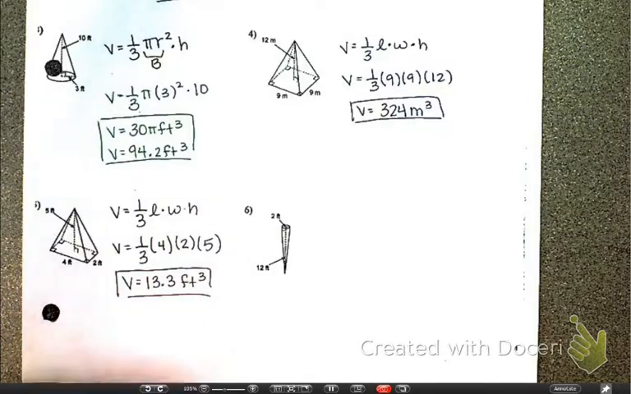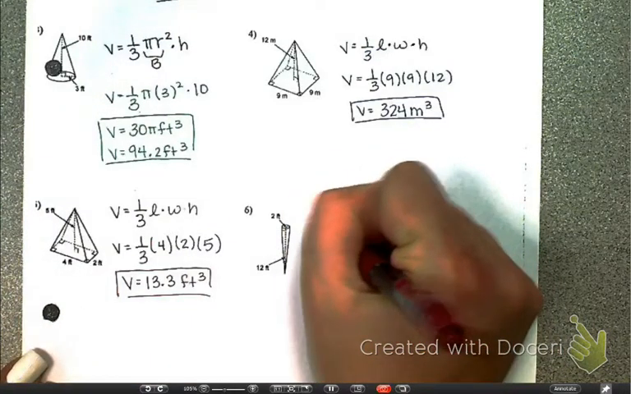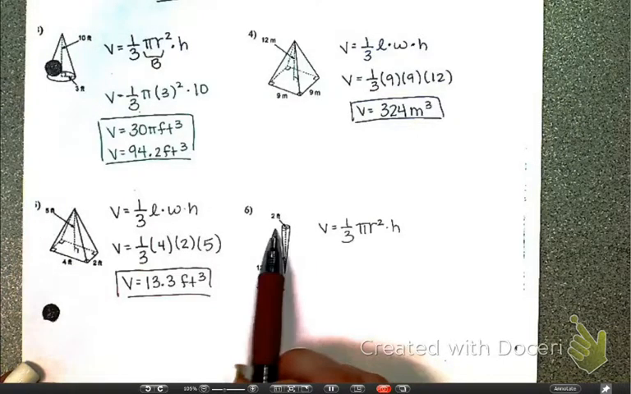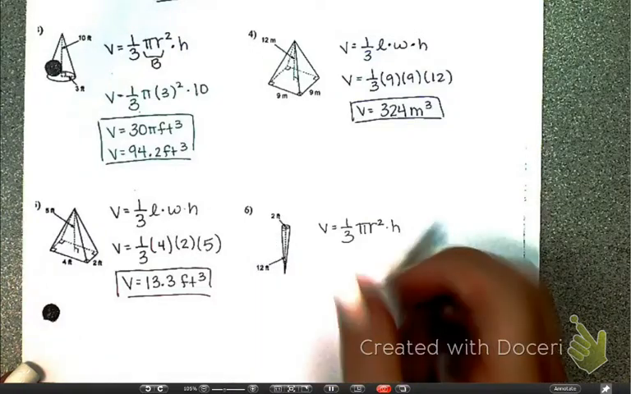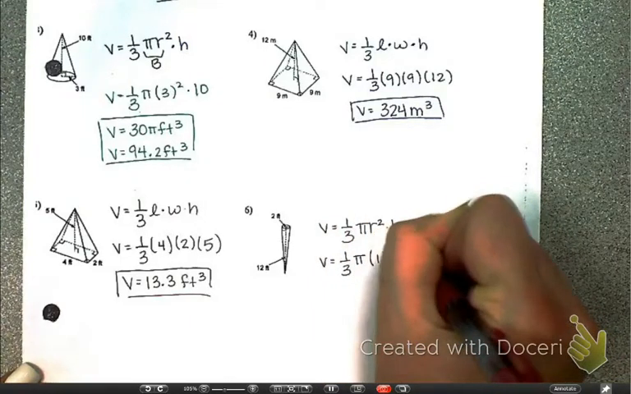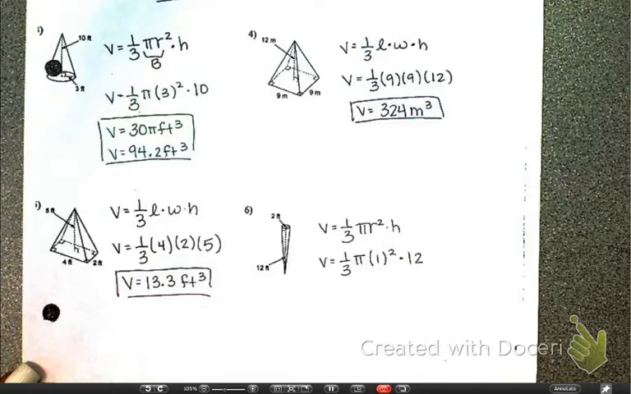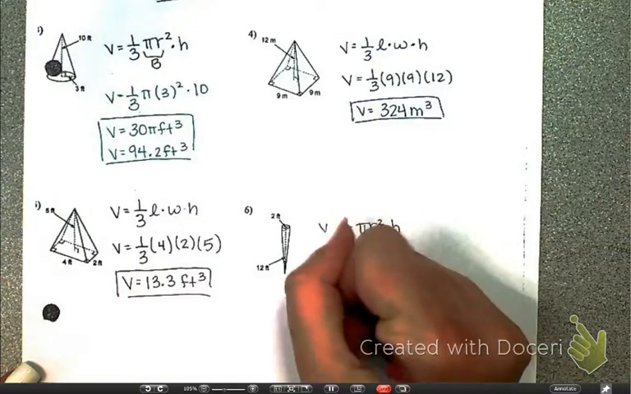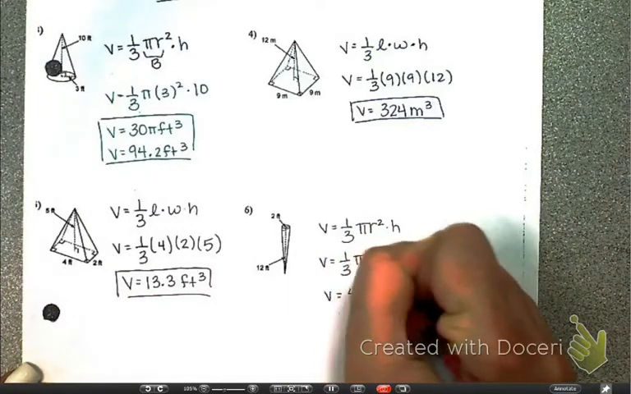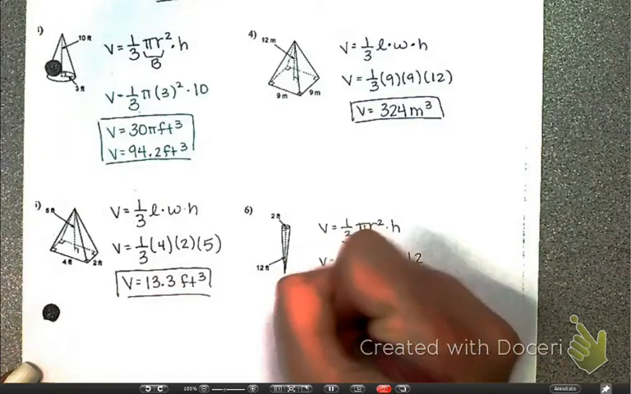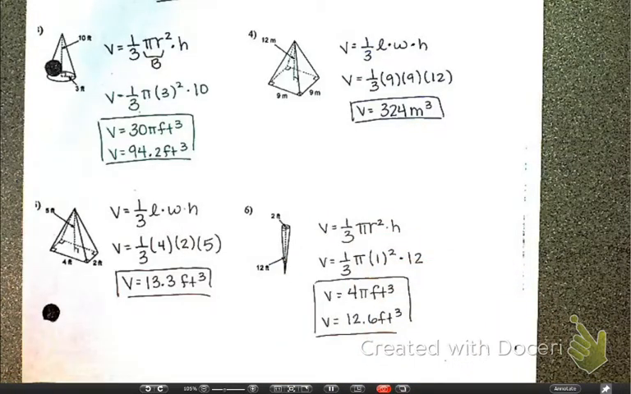Number 6. What's the shape of my base? A circle. So 1/3 pi r squared times the h. What is my radius? 1. This is a diameter. I know it's really hard to see, but it's the diameter. 1/3 pi times 1 squared times the height of the whole thing is 12. So 1 squared is 1 times 12 is 12 divided by 3. 4 pi feet cubed. And what'd you get when you plugged into your calculator? How do we feel about that?